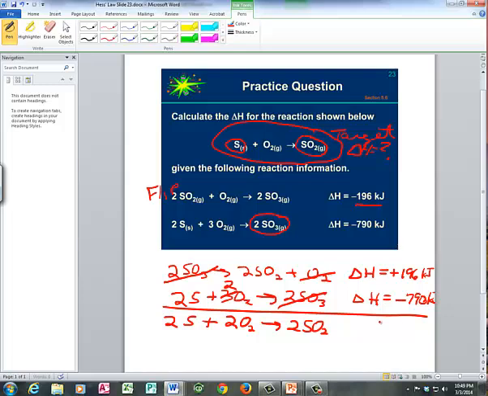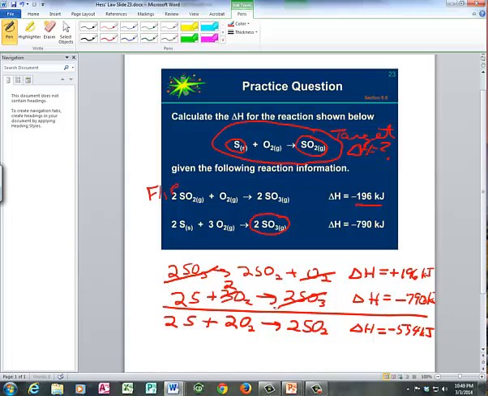Now, I want to go ahead and add up the delta H's for my 2 reactions, and when I add up my delta H's, I have 196 positive plus a minus 790, and that's going to give me a minus 594. So that gives me a delta H so far that equals a minus 594 kilojoules.